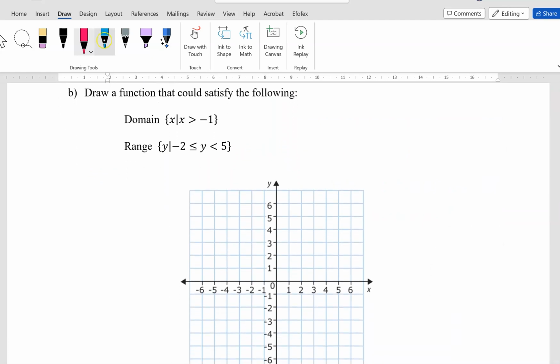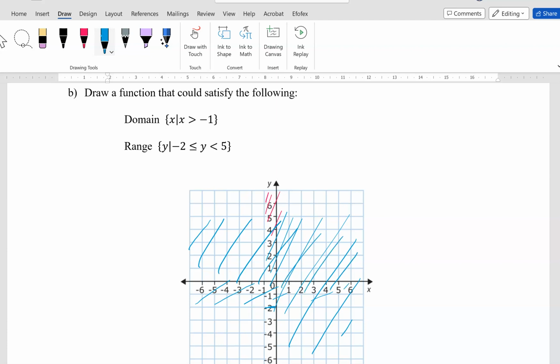Okay, draw a function that could satisfy the following. So x has to be greater than -1. So that means it's existing for our x values all the way over here. And the range, it's between -2, but it's less than 5. So we have to have a function that's sort of in this zone here.